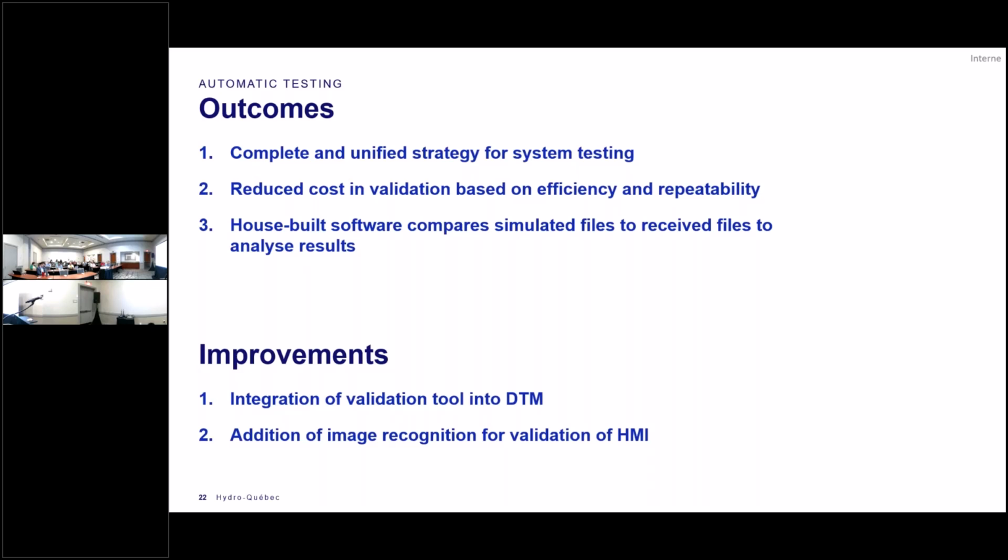I changed teams since then, so I think they're still using the DTM for the validation. However, I'm not sure how they're planning or if they did any improvements since then. I don't think they did the image recognition validation. I think they're still doing that by hand.